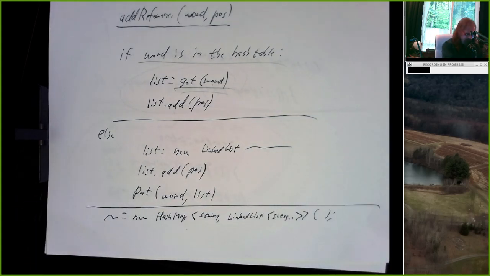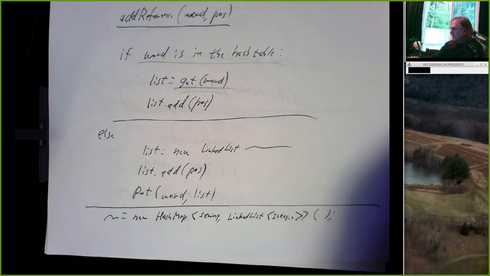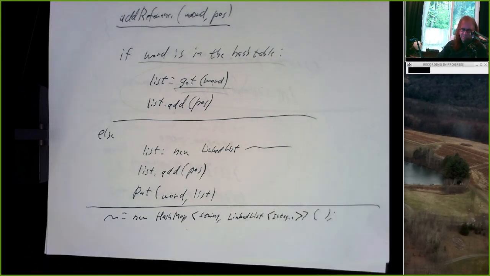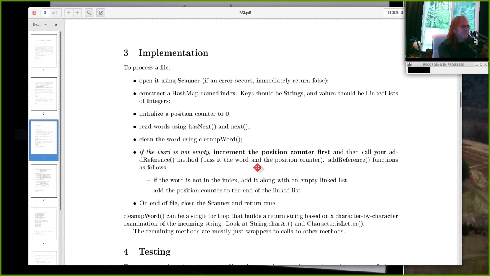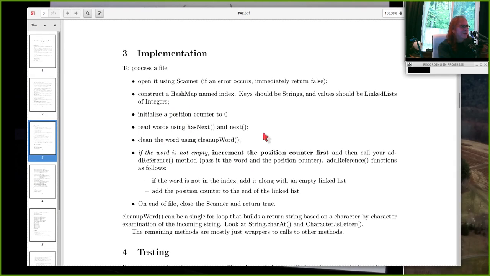Question? Yeah. I mentioned the position counter being not one, like you mentioned. I didn't mean to make this confusing, but it is. So on my loop here, I said initialize the position counter to 0, and when you're ready to store a word, increment the position counter first, and then call addReference. So the first word you ever store is going to be stored with a position counter of 1.